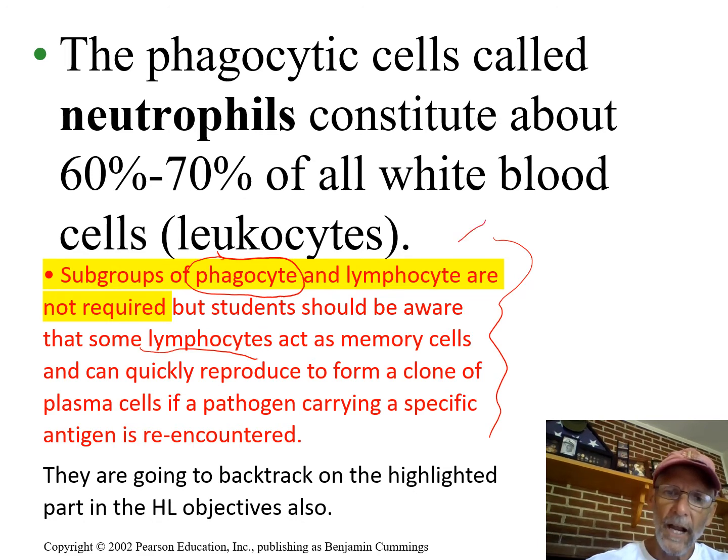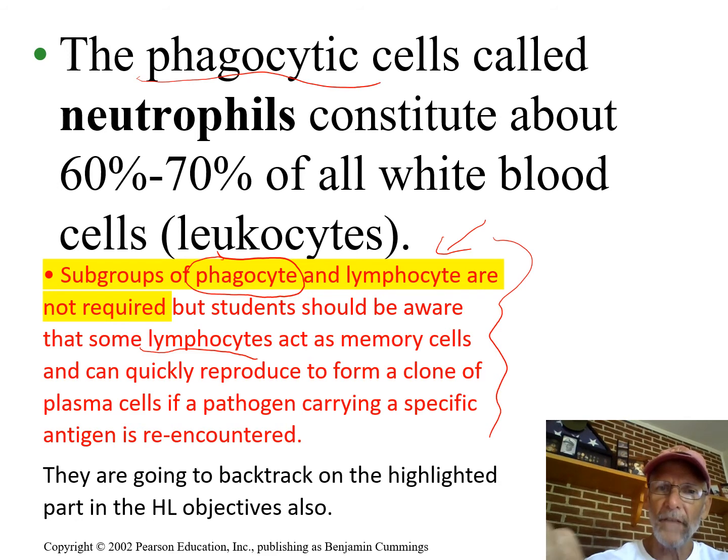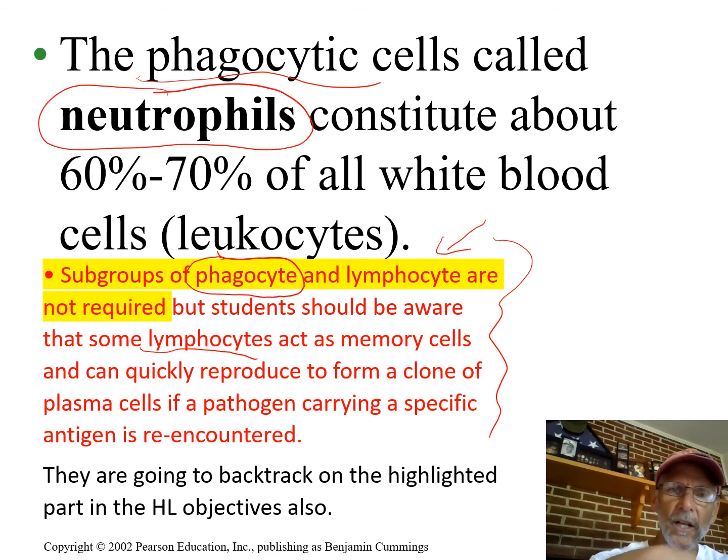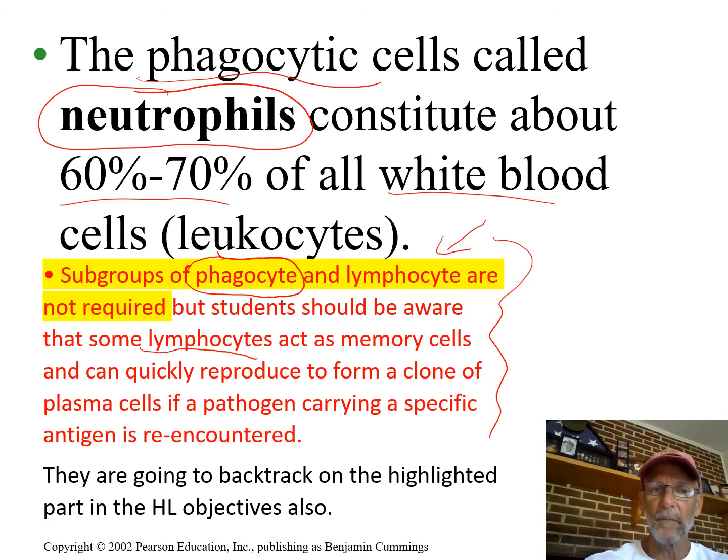This little blurb highlighted in yellow says subgroups of phagocytes and lymphocytes are not required. So up here it tells you that the phagocytic leukocyte white blood cell called neutrophils make up most of them. Most of your white blood cells are of this kind, but this tells you you don't need to know that subgroup. However, in the higher level stuff we're going to see in a little bit, they are going to ask you to differentiate between some subgroups of lymphocytes, specifically the T and the B cells.